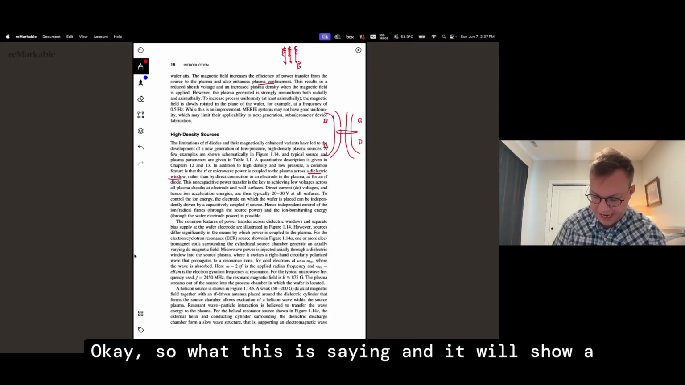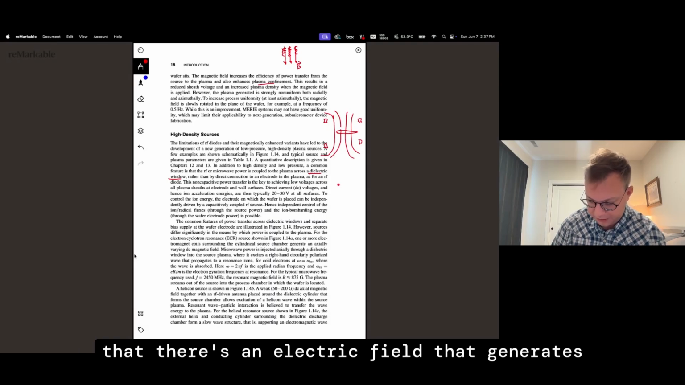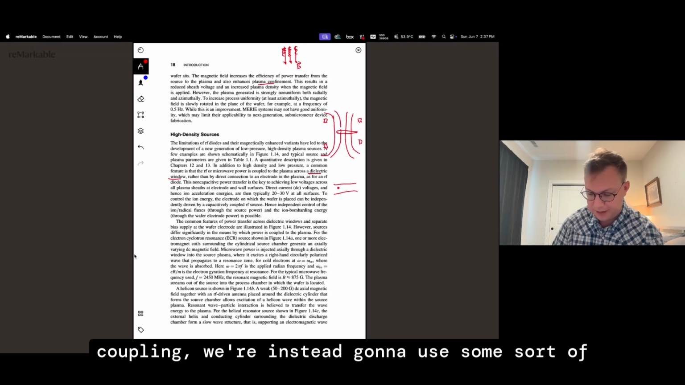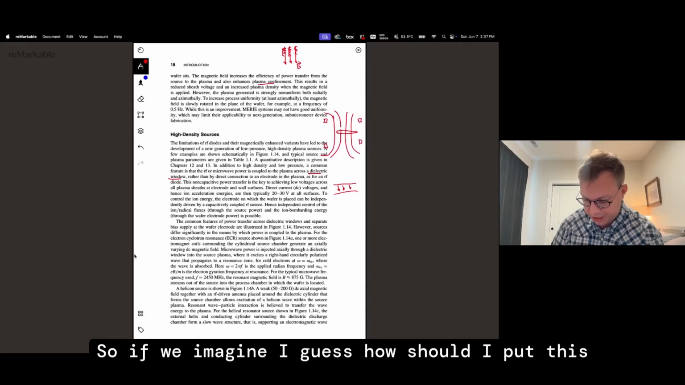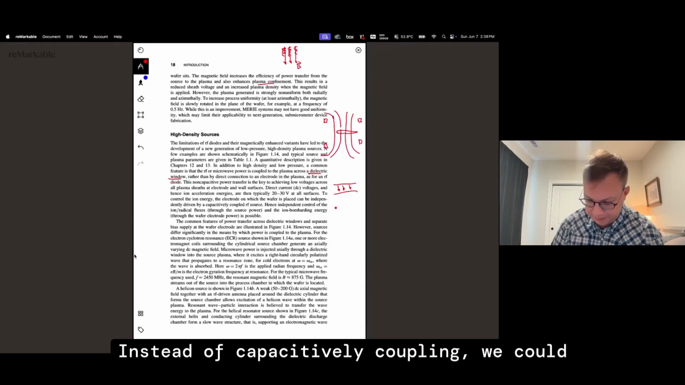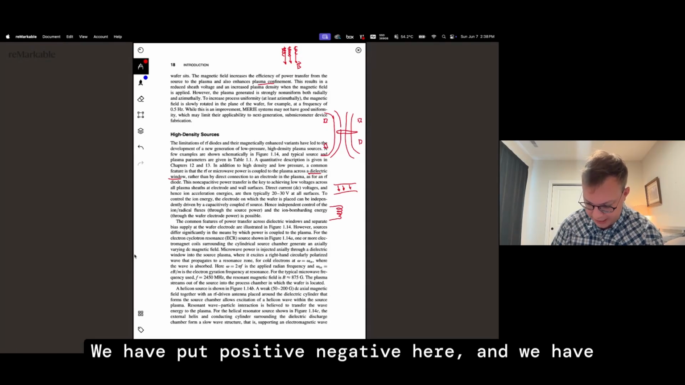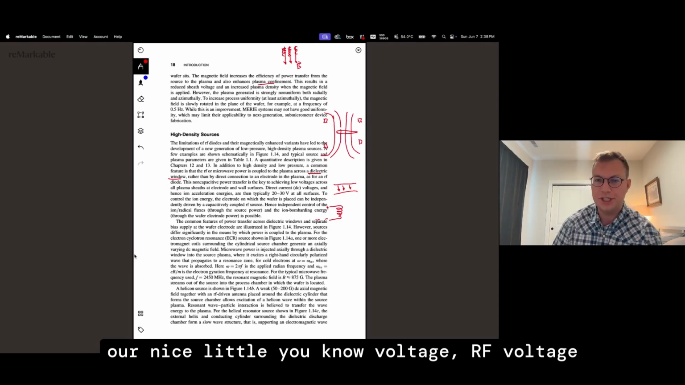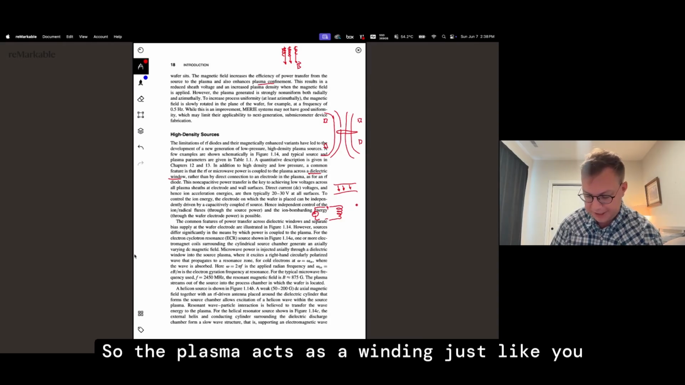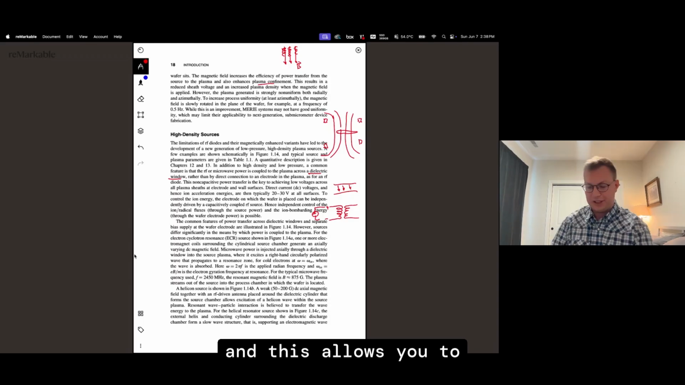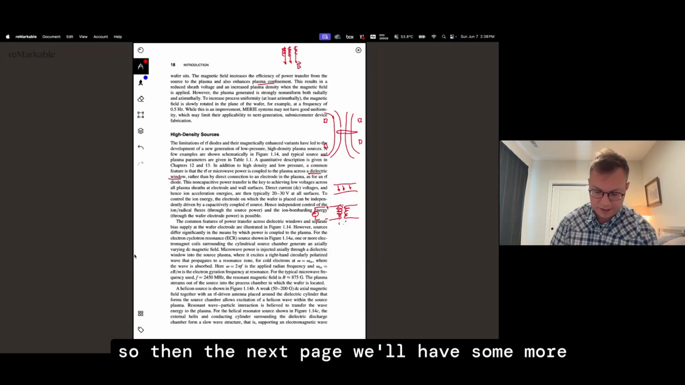Okay, so what this is saying, and it will show a schematic next, is that instead of having two plates with an electric field generated between them, which is the capacitive coupling, we're instead going to use some sort of either wave heating or inductive coupling. Instead of capacitively coupling, we could create an inductor antenna. So this is just our inductor. We have put positive, negative here, and we have our nice little RF voltage driving this. The plasma, basically, you couple inductively. So the plasma acts as a winding, just like you would have with a transformer. And this allows you to put power in without directly increasing the ion energy. So in the next page, we'll have some more pictures.